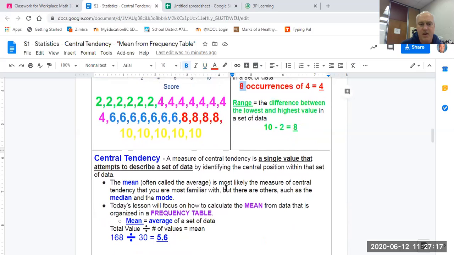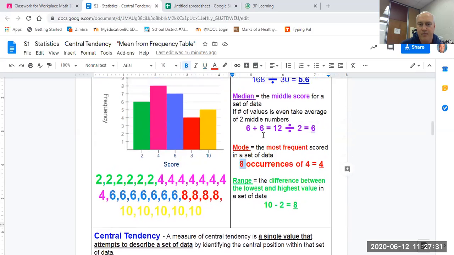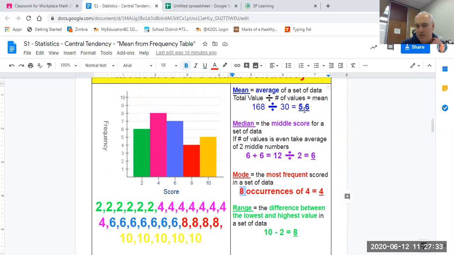Now, just as a bit of a definition for you, a measure of central tendency is a single value that attempts to describe a set of data by identifying the central position within that set of data. So in other words, we have 3 different types of central values. One is 5.6, one is 6, and one is 4. Each one represents a little bit more, but it gives us an idea of where the middle point is, in essence, of all of the values.